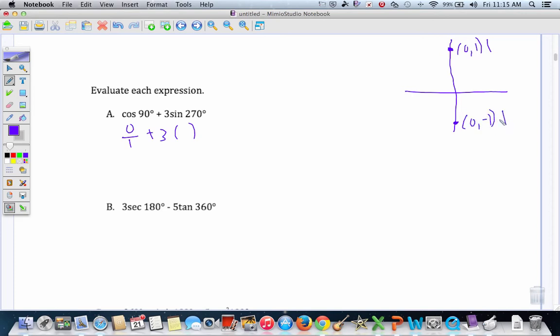Plus 3 times something. If I go to 270, my ordered pair will be down here. I use 0 and negative 1. Well, my r will also be 1 there. I'll just write it outside. Sine is y over r, or negative 1 over 1. So I have 0 plus 3 times negative 1, or this simplifies down to be negative 3.